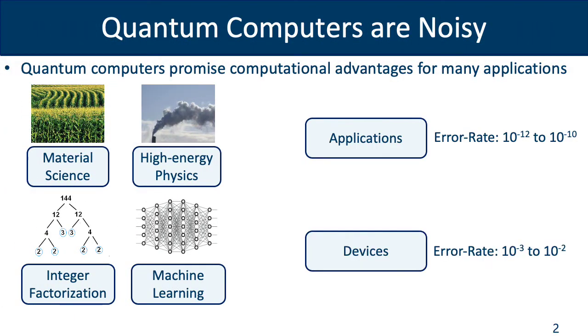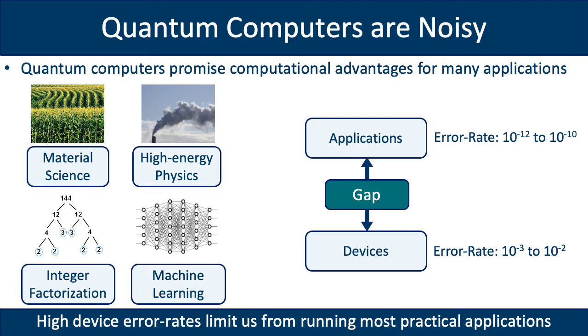Most promising quantum applications require very low error rates, whereas qubit devices are very noisy with orders of magnitude higher error rates. For example, the average error rate of a qubit is 1% on Google Sycamore. This limits us from running most practical quantum applications today.